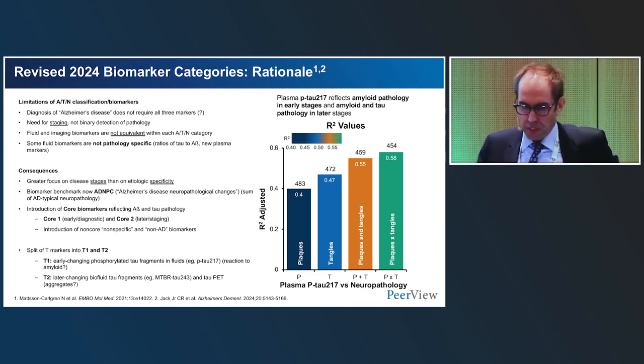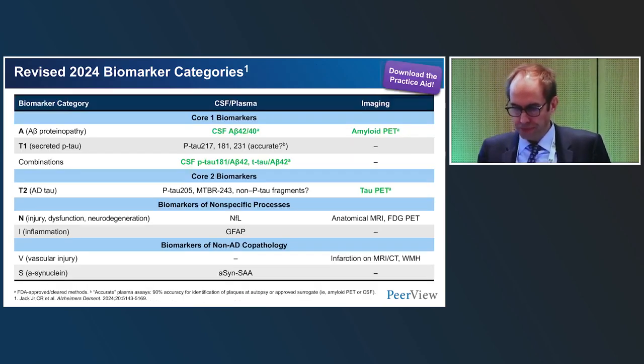Finally, they split the T markers into T1 and T2, reflecting, as I mentioned to you, that there are early tau biomarkers, supposedly, that even correlate with amyloid in the brain, which would be capturing early pathology, and the T2, the later ones, which can be captured with PET.